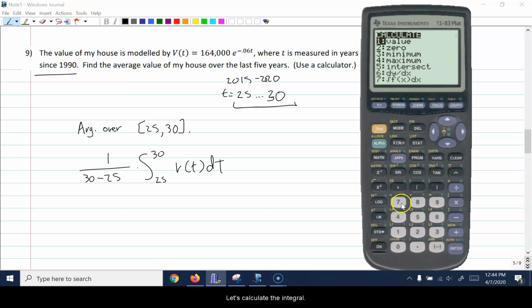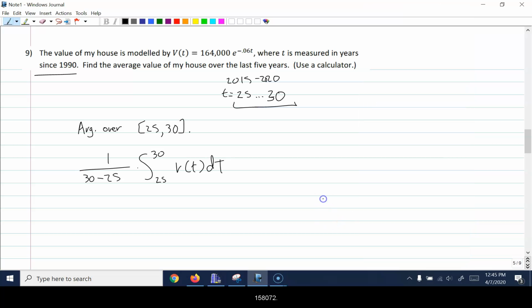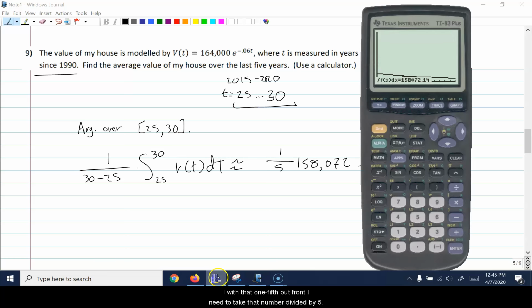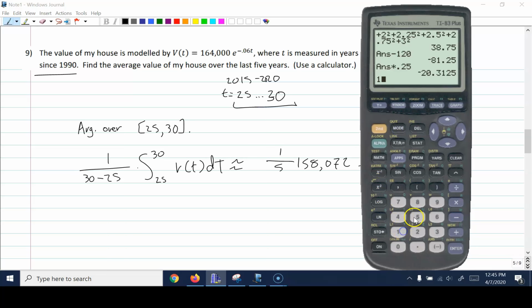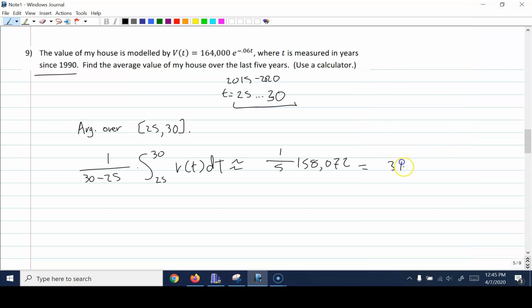Let's calculate the integral from 25 to 30. It's got 158,072, with that 1/5 out front. I need to take that number and divide it by 5. I get 316.14. $316.14.